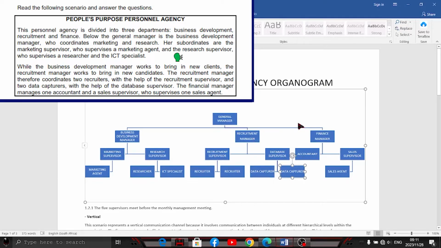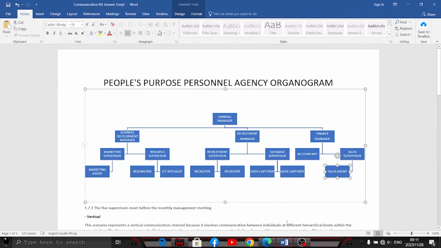And then you have the finance manager, right? The finance department. Now the last part of our statement says that the financial manager manages one accountant and a sales supervisor, who supervises one sales agent, right? So directly under the finance manager, you will have your one accountant, and you will have your sales supervisor. Now under your sales supervisor, you will need to have your sales agent, right? And then overall, you have your organogram complete, and it should look something like this, right?